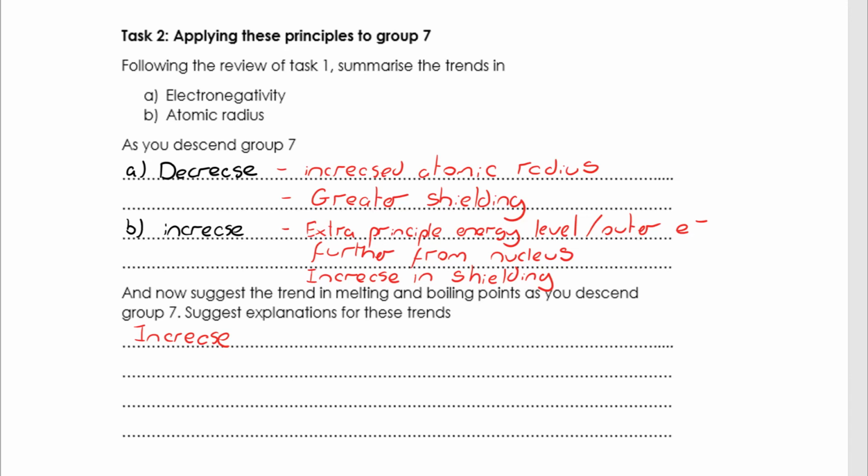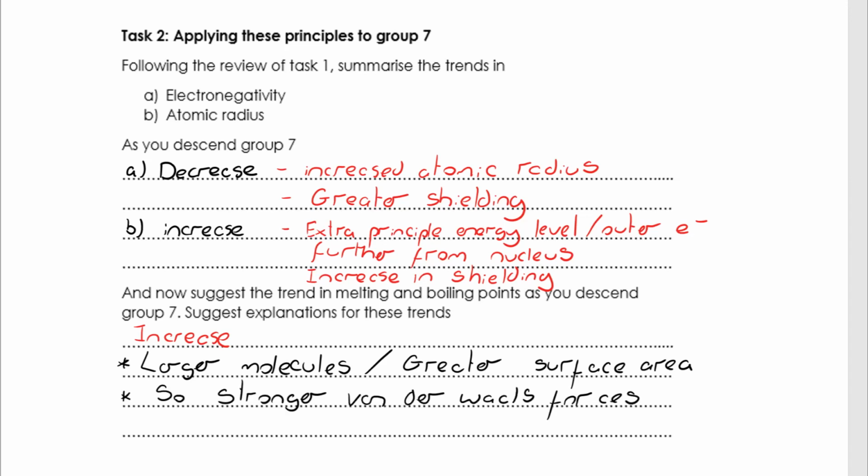But in terms of the explanation why, the molecules are getting larger. They have a greater surface area. You can also link this to your knowledge of hydrocarbons and increasing chain length, the impact that that has on boiling points. So lots of cross links here. There are stronger van der Waals forces because they are larger molecules, because they have a greater surface area. And therefore, they require more energy to overcome. So the melting point is higher.